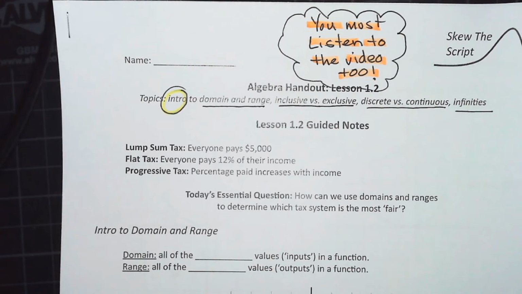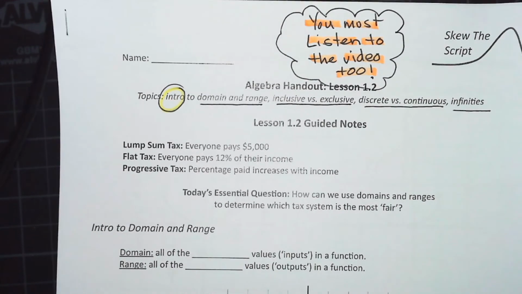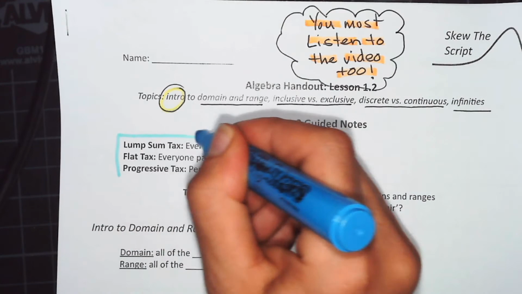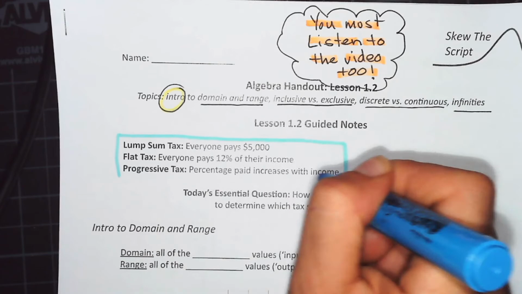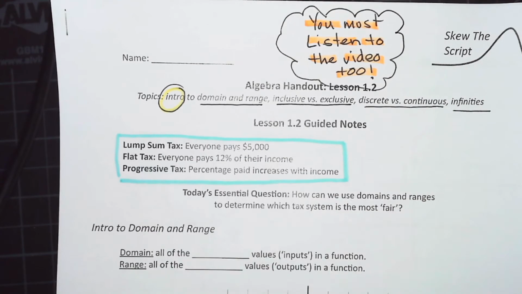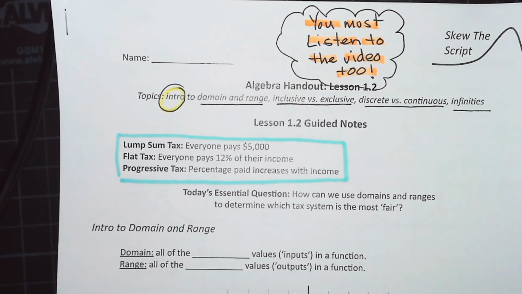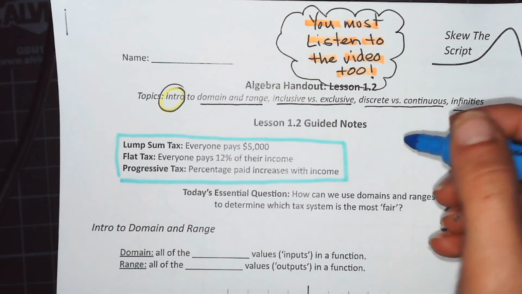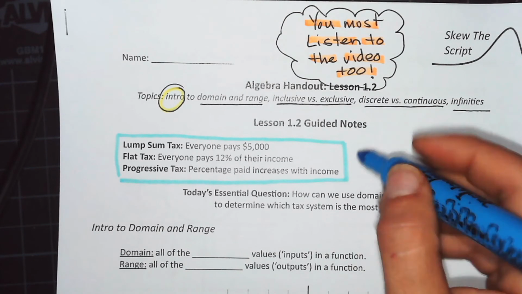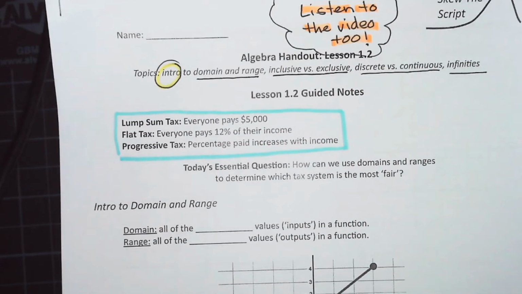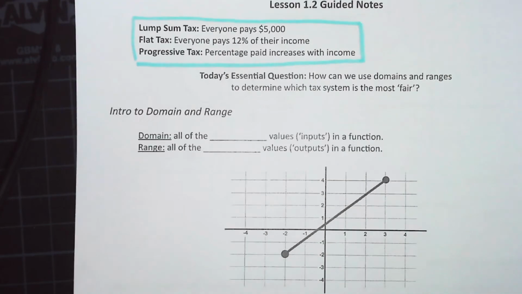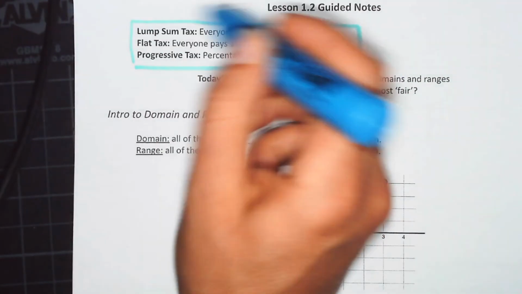All right, so this lesson we're going to add on an application where we look at different tax types, different tax policies, lump sum tax, flat tax, progressive tax, but we're going to save this for the next follow-up. So don't worry about that. But we are going to go ahead and jump into domain and range. So we're going to save that analysis for later.